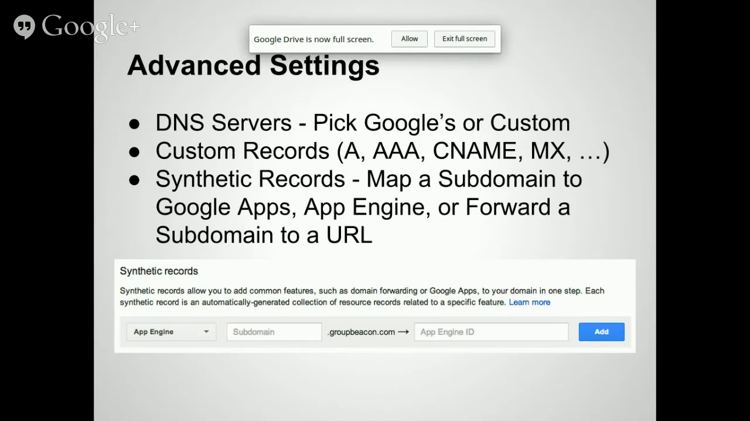In the advanced settings, you can actually pull in existing DNS if you're transferring, or you can set up all the different zones in your zone file and things like that. So whether it's a CNAME or an MX, etc., you can map the subdomains as well.